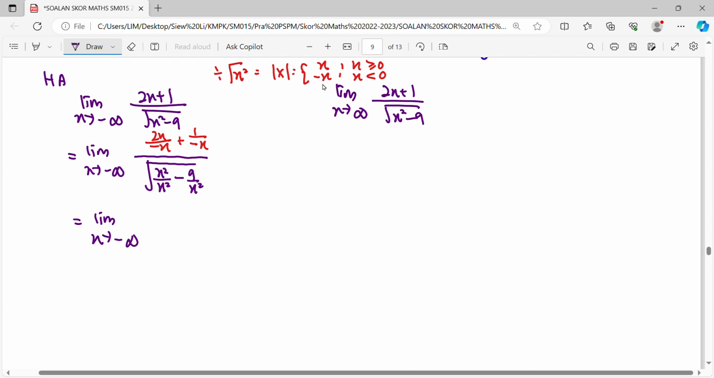Then we simplify this division, and we substitute the infinity: 1 over infinity is 0, the square root of 1, then 9 over infinity is also 0. Simplifying this, we get negative 2. Then we move to positive infinity.